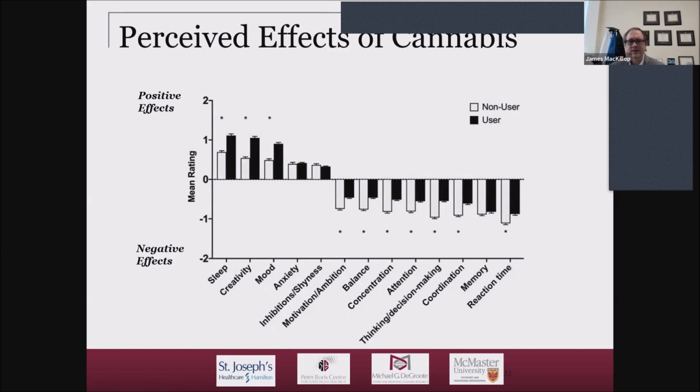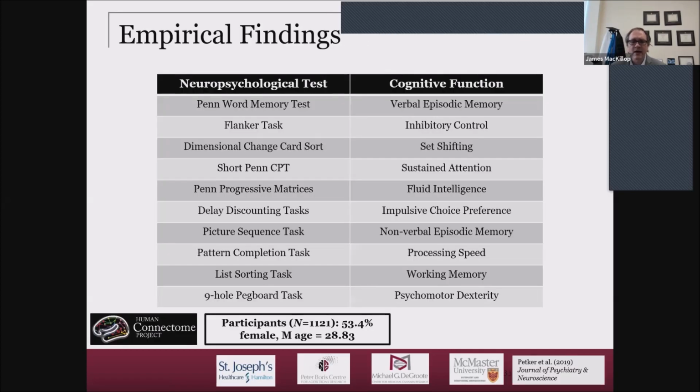What about objectively? So our first study, in terms of objective neuropsych testing, was done using the Human Connectome Project database.